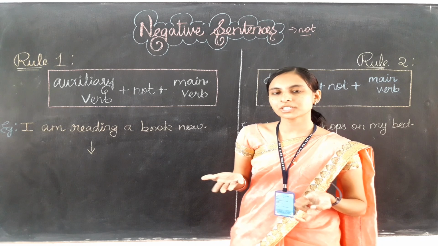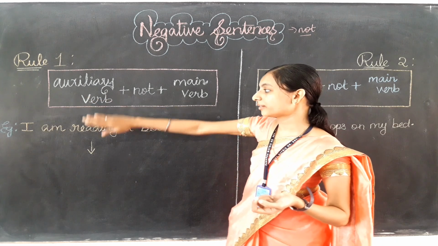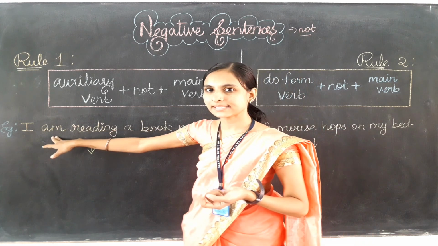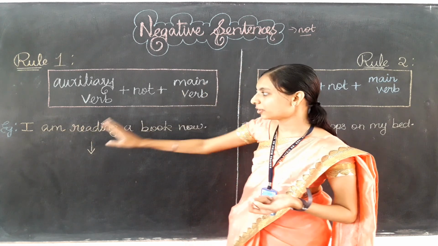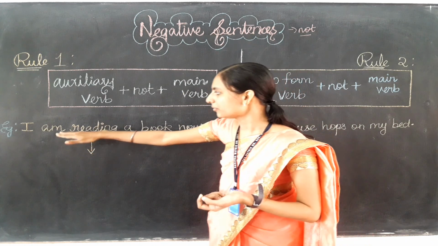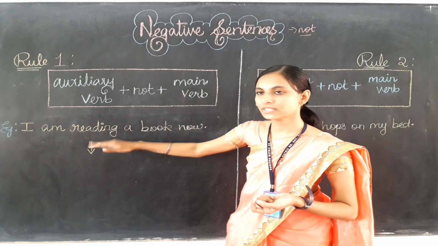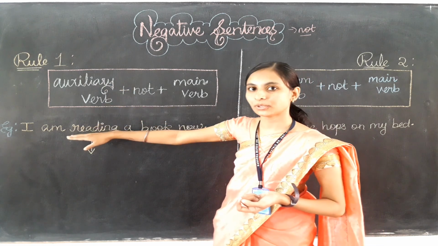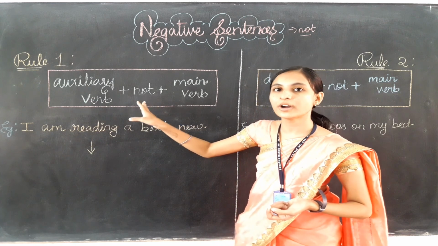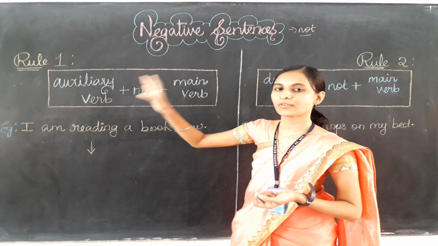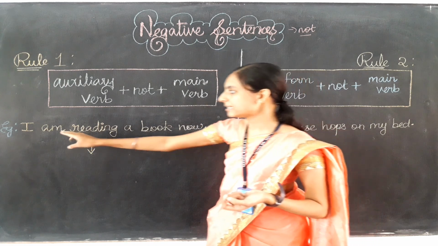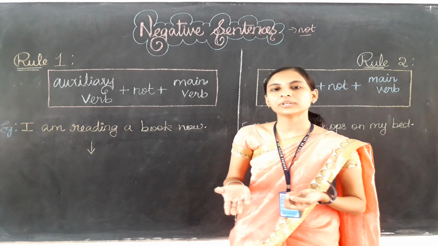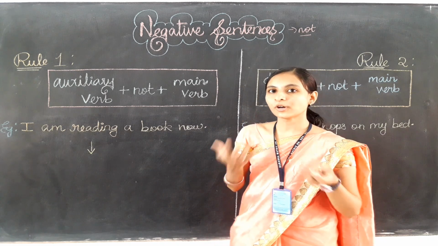So how can I change it into negative? See, there is a rule. Before that you need to check, is there any auxiliary verb here? Yes, am is an auxiliary verb, and it also comes with the main verb, that is reading. So when the auxiliary verb and the main verb are both present, you need to follow this rule: write the auxiliary verb first. After that you need to use not between the auxiliary verb and the main verb. I hope you are getting me.